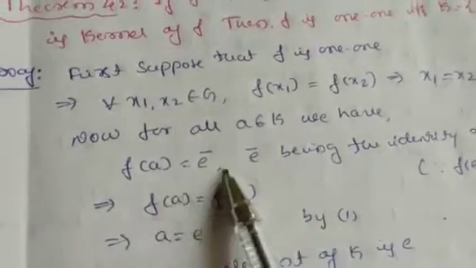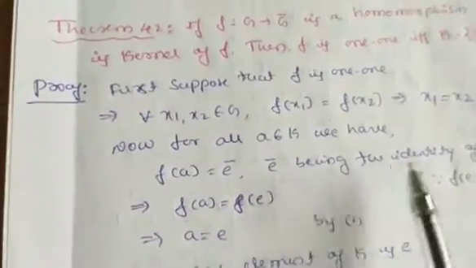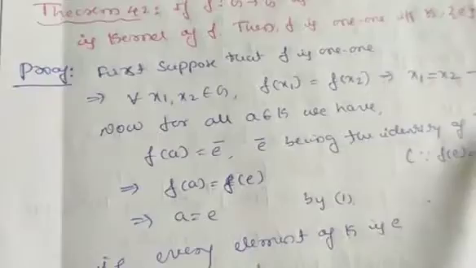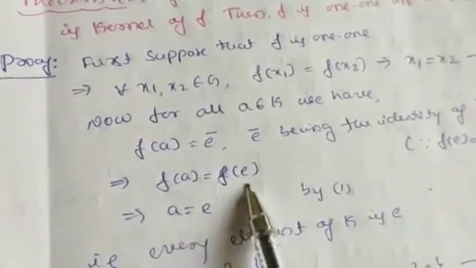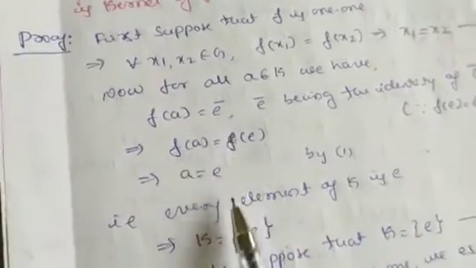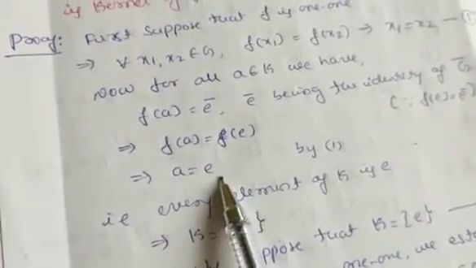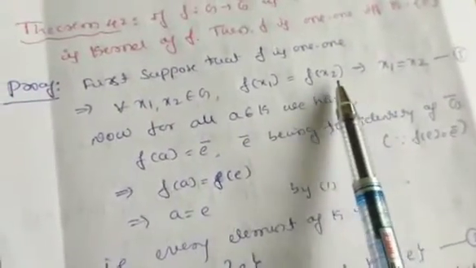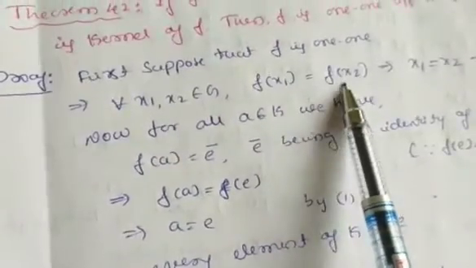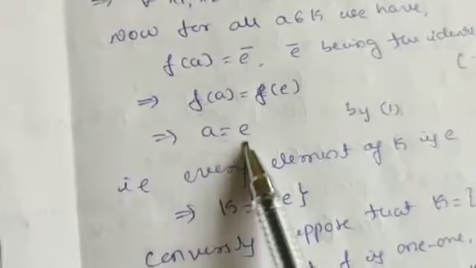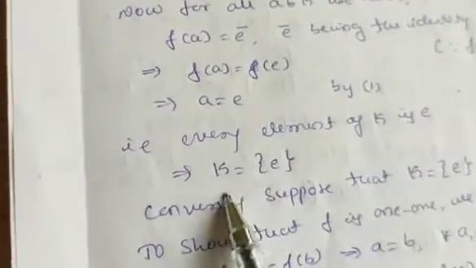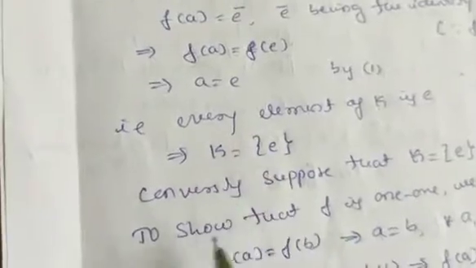Now for all a belongs to K, we have f(a) is equal to e bar, and e bar being the identity element of G bar. This is by the definition of kernel. So f(a) is equal to f(e), because f(e) is e bar, and this implies a is equal to e, because from the definition of 1-1, if f(x1) is equal to f(x2), then x1 is equal to x2. So this implies a is equal to e. That is, every element of K is e. So K is equal to the identity element {e}.